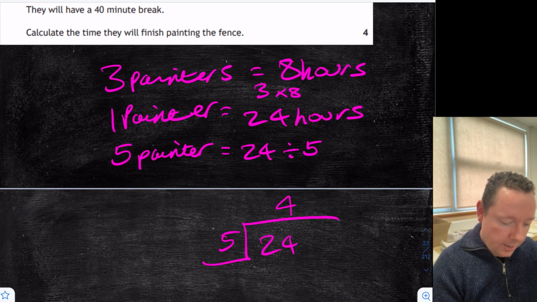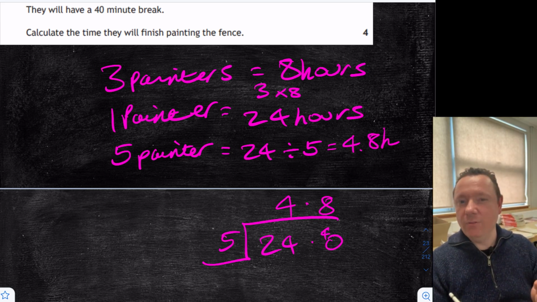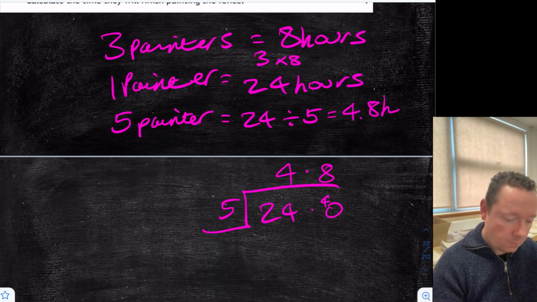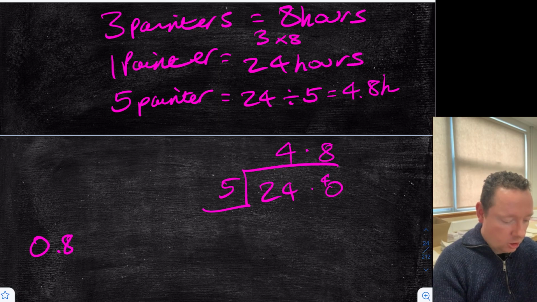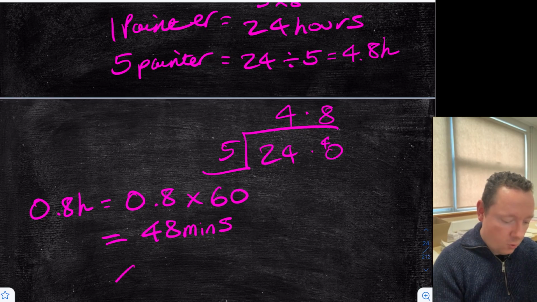5 fours is 20, carry 4, 5 eights is 40, 4.8 hours, which is kind of a useless time to us, right? So we're going to have to change that 0.8 of our hour into actual minutes. So 0.8 hours, to change to minutes, you times by 60. So 6 times 8, that's 48 minutes. So we now know that it takes them 4 hours, 48 minutes.